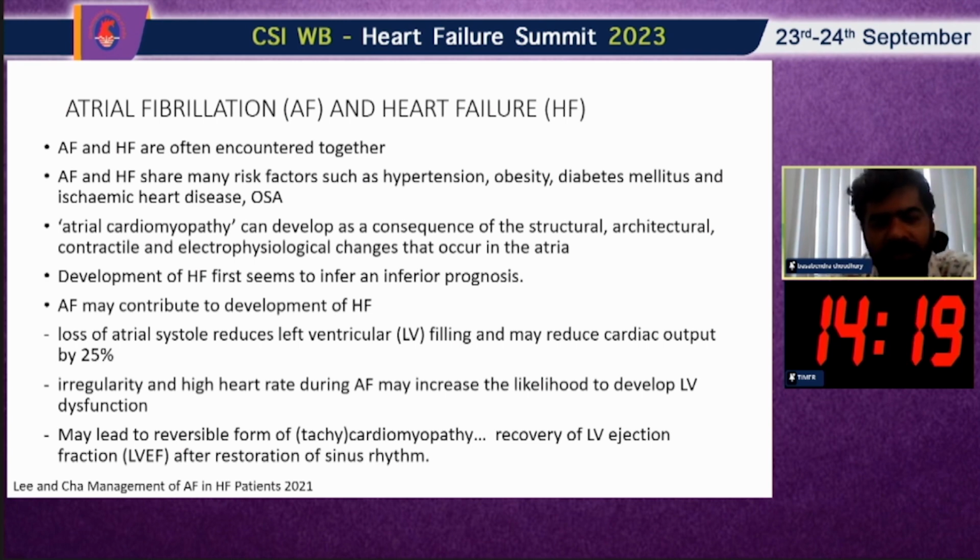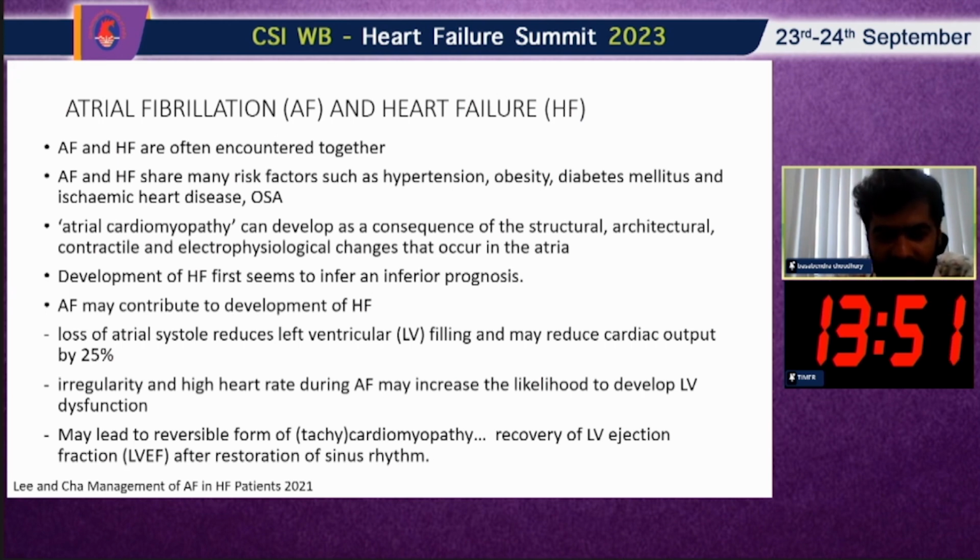So, development of heart failure first, before the development of atrial fibrillation, seems to infer a poorer prognosis as compared to development of atrial fibrillation leading to heart failure or maybe a tachycardiomyopathy. So AF may contribute to the development of heart failure and may further promote the development of symptoms due to a variety of factors.